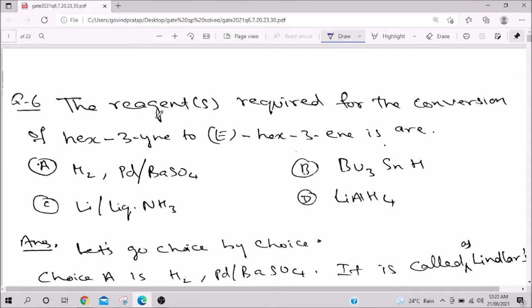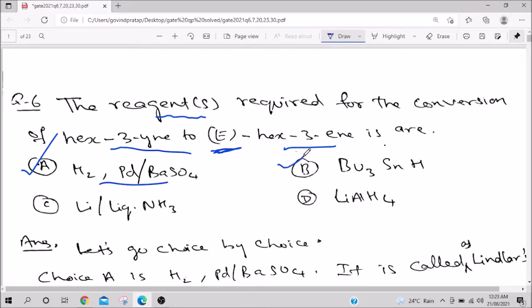The first question says: the reagents required for conversion of hex-3-yne to hex-3-ene. So basically it is converting an alkyne into an alkene. And the specific point they have added is converting into E. E means across, that means basically trans.